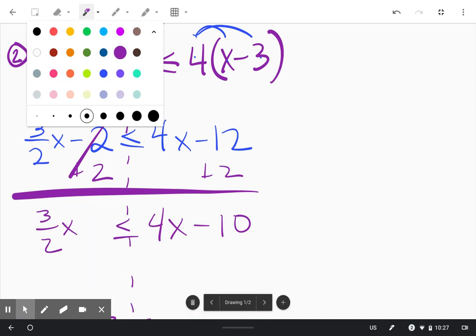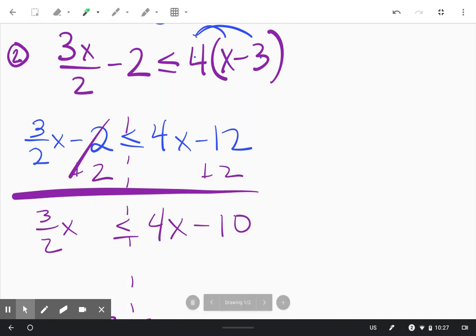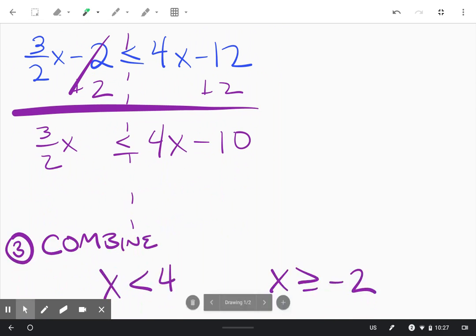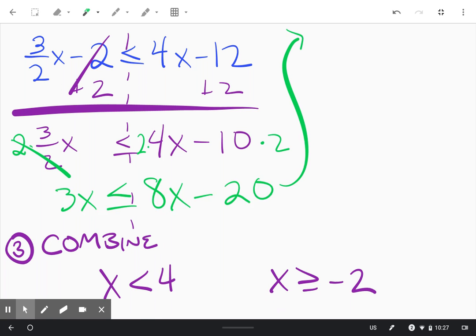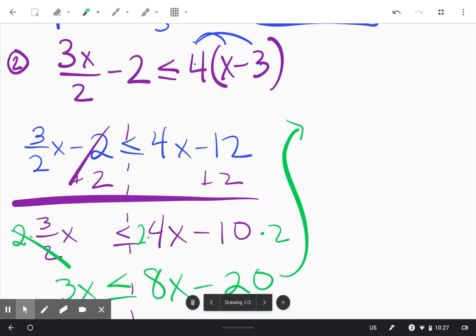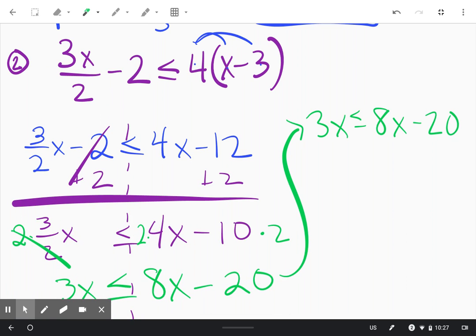At this point, you can move the 4 across, but I would actually recommend that we get rid of this fraction, and we can do that by multiplying times 2, which means I'm going to multiply everything times 2, each term. So let's see what we get. We get 3x is less than or equal to 8x minus 20. So let's bring this up here, and let's keep working this. 3x less than or equal to 8x minus 20.